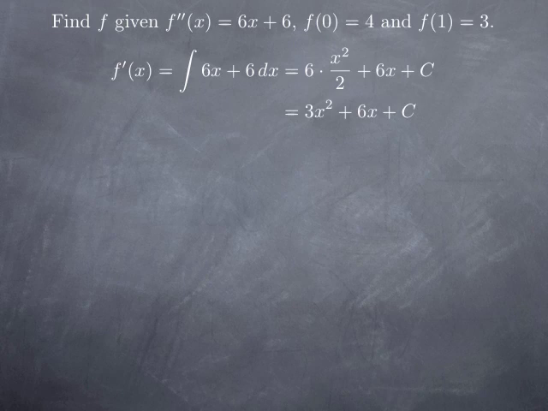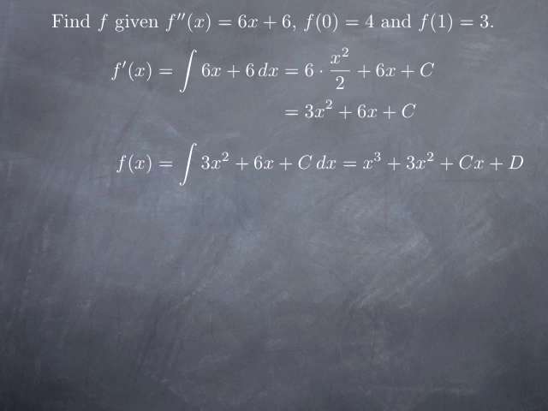So what we do instead is find the general form of f, which is an antiderivative of f prime. So f is an antiderivative of 3x squared plus 6x plus c, where c is some constant that is to be determined later. Antiderivative of 3x squared is x cubed, of 6x is 3x squared, and of the constant c is c times x. This antiderivative is up to some other constant d, so the general form of f is x cubed plus 3x squared plus cx plus d.